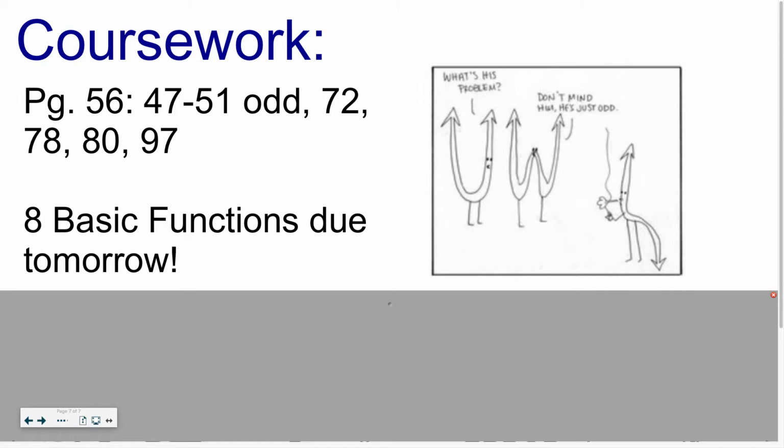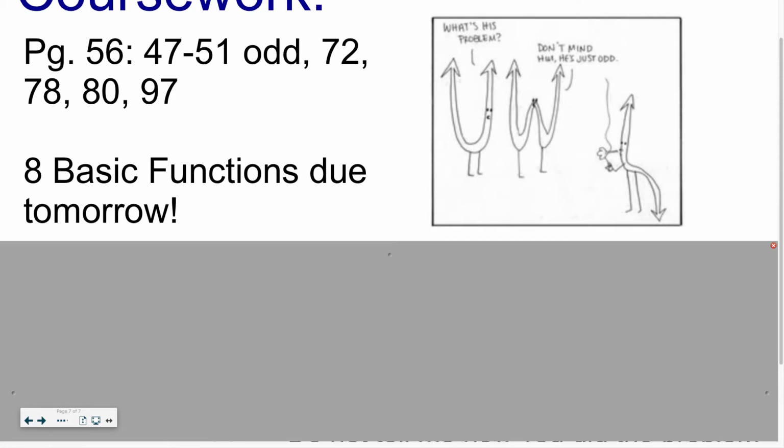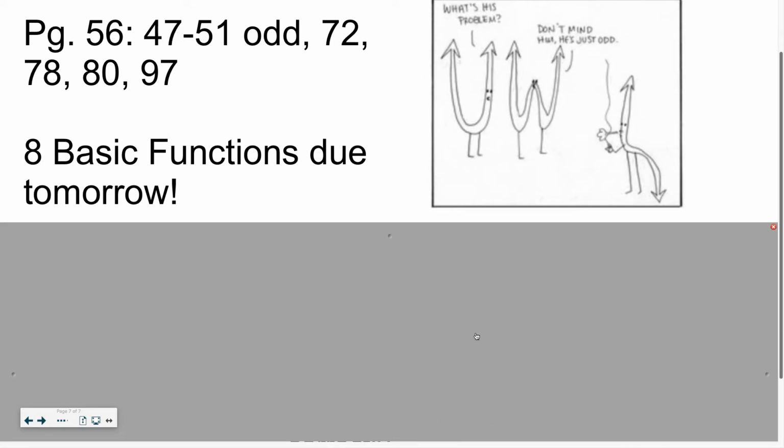Reminder that your 8 basic function sheet is due tomorrow. You should have that filled out. Domain, range, intercepts, parent graphs. Remember, I gave you the hint that inside your textbook could be very helpful.